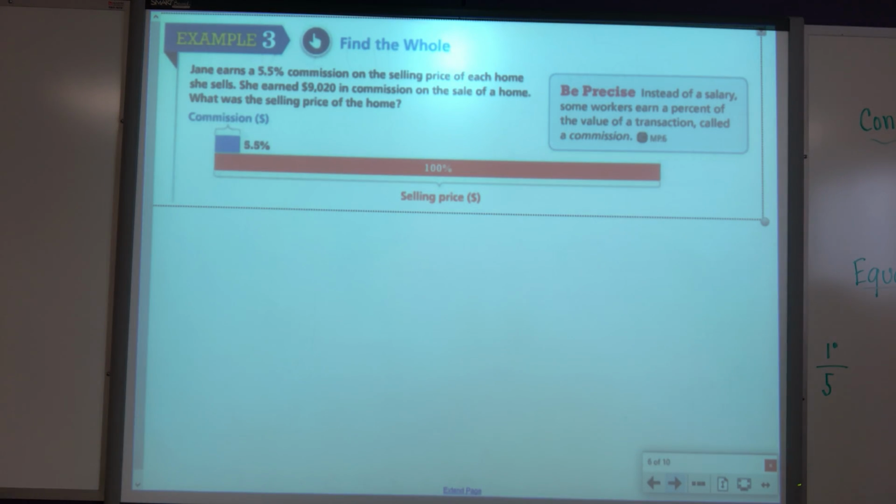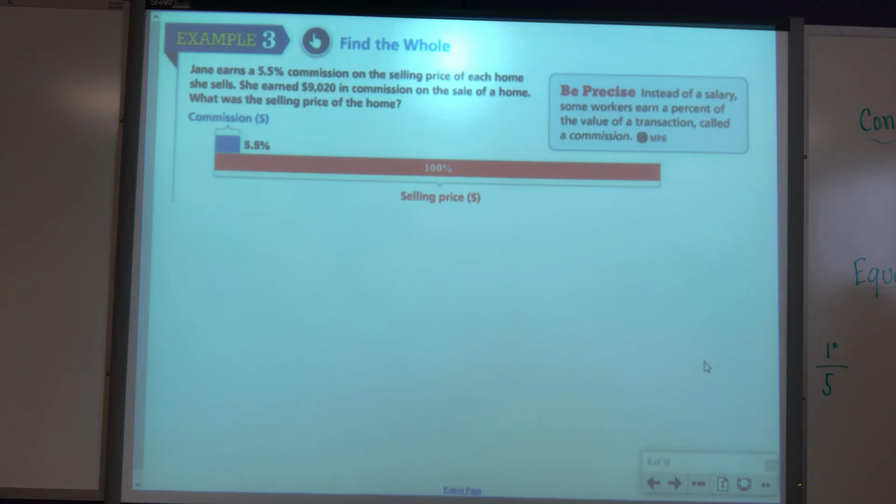Okay. So Jane earns 5.5% commission on the selling price of each home she sells. She earns $9,020 in commission on the sale of the home. What is the selling price of the home? Anyone know what commission is?